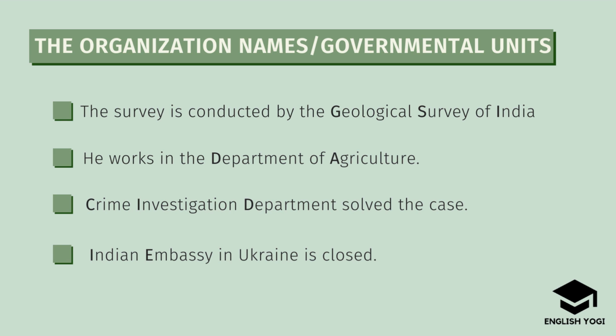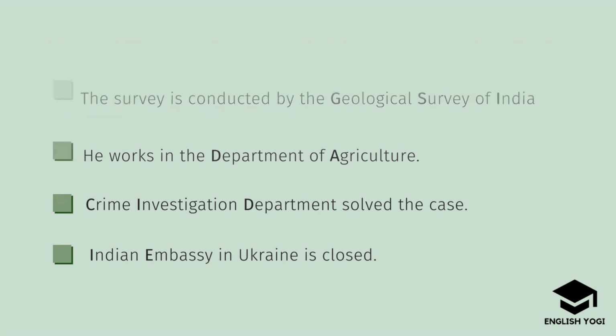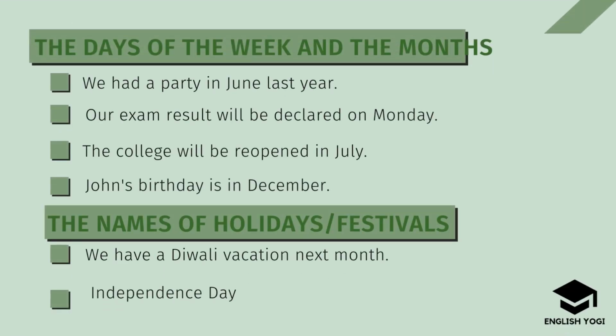Solve the case. So this is also a governmental unit. And the fourth example is: Indian Embassy in Ukraine is closed. So I should be written capital and E should be written capital because this is a governmental unit. So the very basic rule is that whenever there is a name of an organization or governmental unit, we should write the initial letter, the first letter, in uppercase, or we can say in capital letters. Again, moving ahead, the days of the week and the months should always be written in capital.